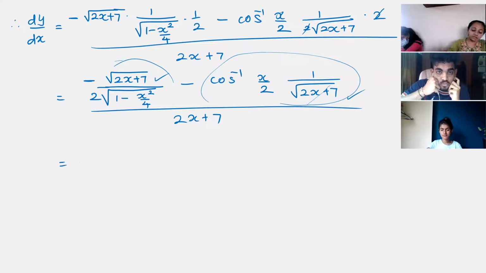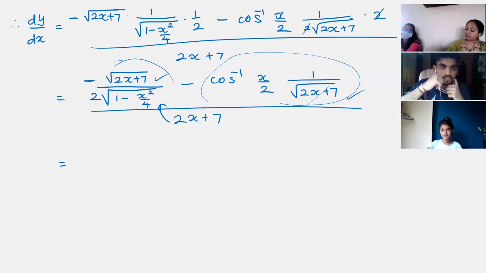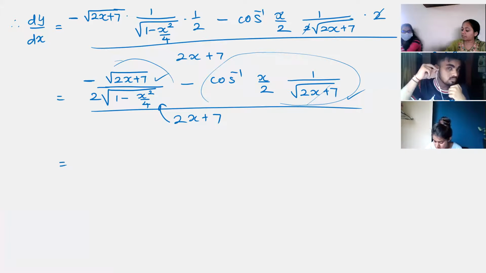Okay, this 2x, let's wait. That will take a little longer. Let me separate this. Let me separate the 2x plus 7 in both terms, right? We can do it that way. Separation: suppose I have 2 plus 3 by 6, how do we used to write it? 2 by 6 plus 3 by 6. We can write this, so let us do it that way. That way also we get it easily.